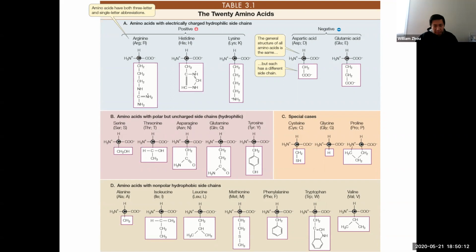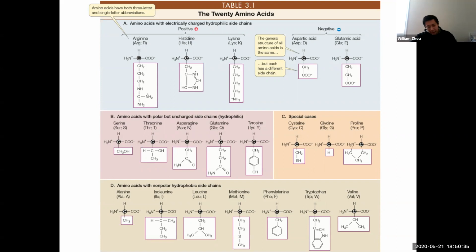The row in the middle has polar R groups. All the R groups contain oxygen or nitrogen or both, so they are polar side chains, also being hydrophilic, because in grade 11 you learned that like dissolves like, polar substances will dissolve polar substances, and water is polar.